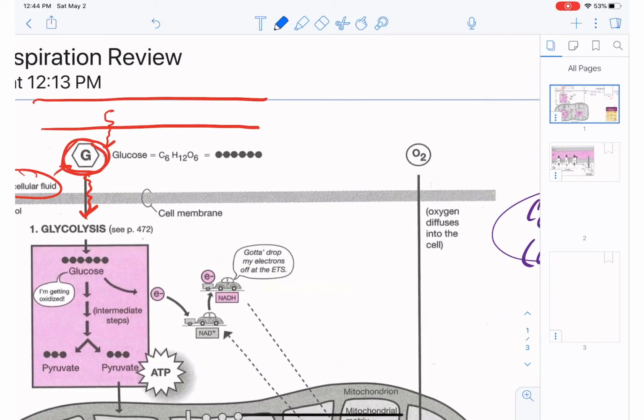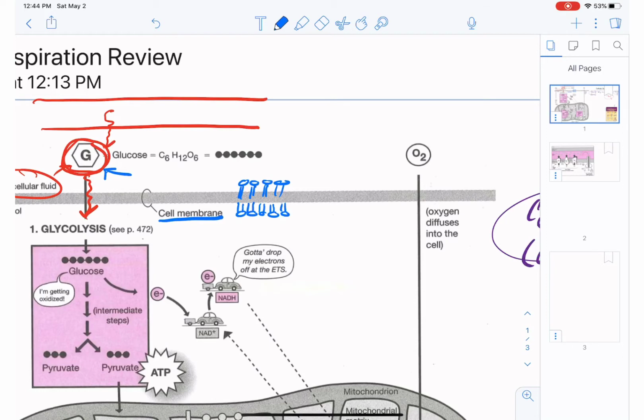Let's draw ourselves a little section of the plasma membrane. There we have the cell membrane. And what's the cell membrane made up of? It's made up of phospholipids. It's a phospholipid bilayer. It has 2 layers of phospholipids, which consist of glycerol heads and fatty acid tails. And this glucose molecule has to move through this plasma membrane to get into the cell.